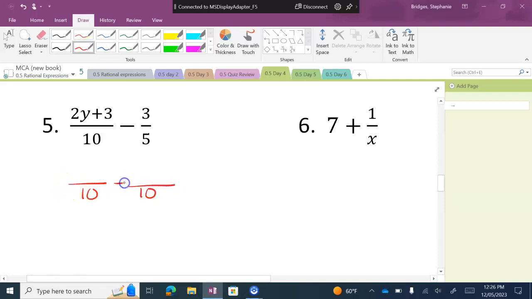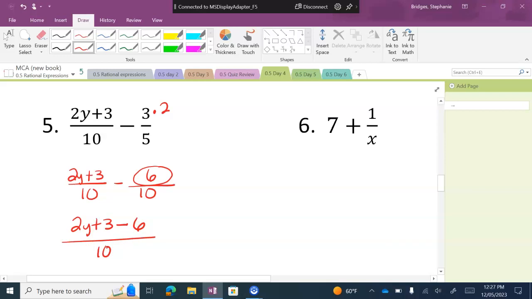Do I have to actually change the first fraction? No. Okay, so that numerator is not going to change either. What do I multiply 5 by to turn it to 10? 2, and 3 times 2 gives me 6. So when I do this, to write it as one fraction, that first numerator stays the same. Then it is going to be minus the second numerator, which in this case is just a 6. And all of that is over 10.